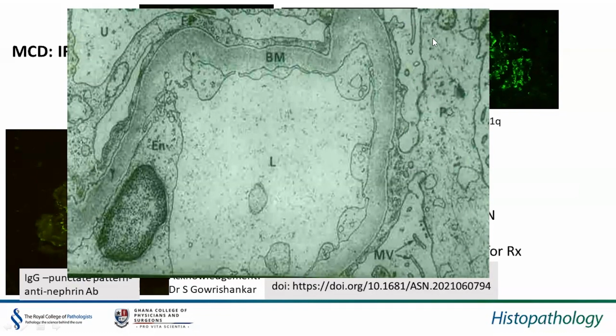So this kind of extensive diffuse foot process effacement involving more than 75 to 80% of the tuft of the glomerulus that you see on electron microscopy is very characteristic of minimal change disease. Along with the sudden onset of nephrotic syndrome, that is almost like an explosive onset of nephrotic syndrome, these two features are very characteristic. The sudden onset nephrotic syndrome and the extensive diffuse foot process effacement.